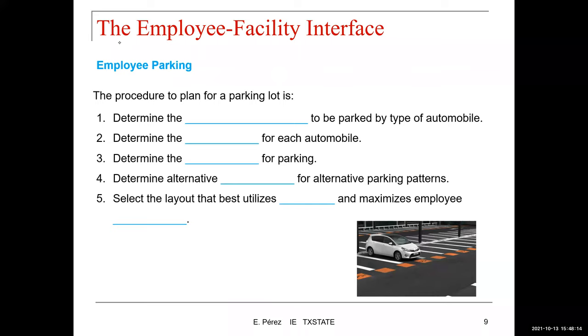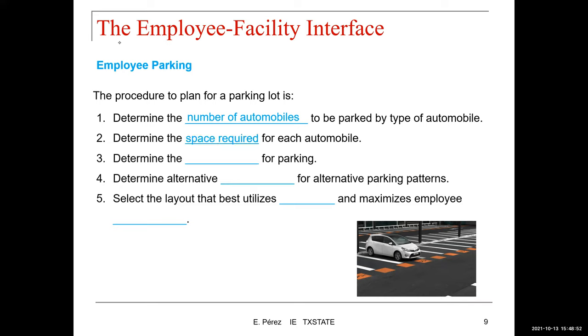So when we talk about the employee parking, we have a procedure that we can follow in order to design it. The procedure to plan for a parking lot is the following. We first determine the number of cars to be parked by type of car. So are we going to be planning for mostly compact cars or regular size cars? Do we need to plan also for vehicles that have wheelchair accessibility? So we need to know how many of each, or at least an estimate of the number of cars that we're going to have per type.